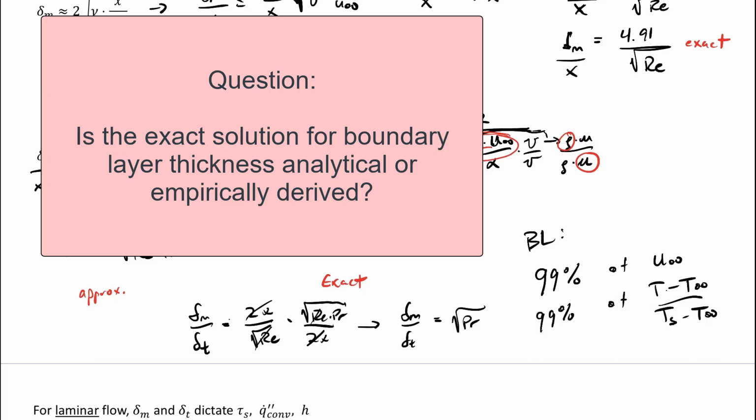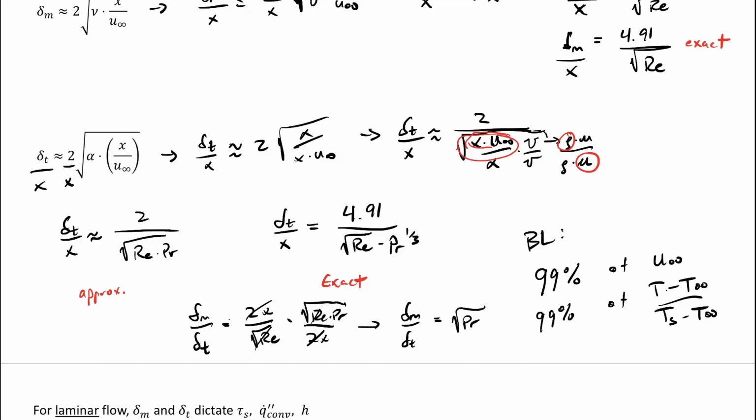It's derived using something called a self-similar solution. So it is an analytical derivation, but I don't cover it in lecture because it's kind of long. If you're interested, you can look in the book. It goes through the whole self-similar solution. We might get to that eventually, but for now, it's an analytical derivation.